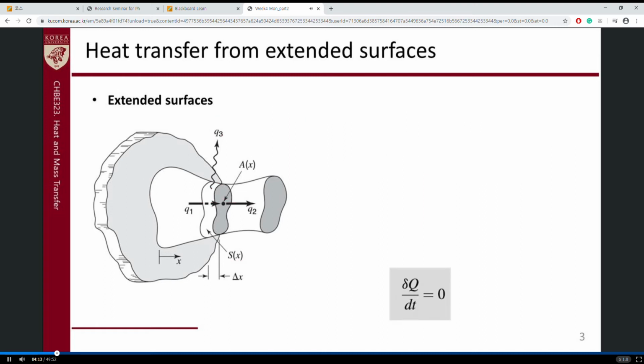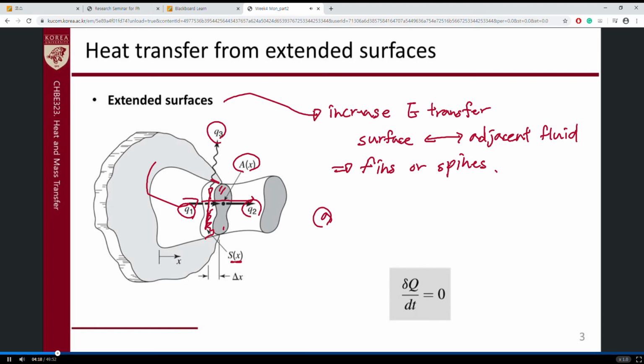In this situation, we also study under steady state condition. Yes, so there's no change in heat flux depending on time. Okay. All right.